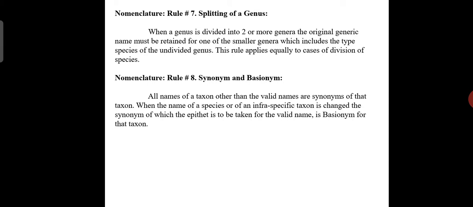So the last rule is synonym and basionym. All names of a taxon other than the valid name are synonyms of that taxon. When the name of a species or of an infraspecific taxon is changed, the synonym from which the epithet is to be taken for the valid name is the basionym for that taxon. So these are the main important rules for botanical nomenclature.